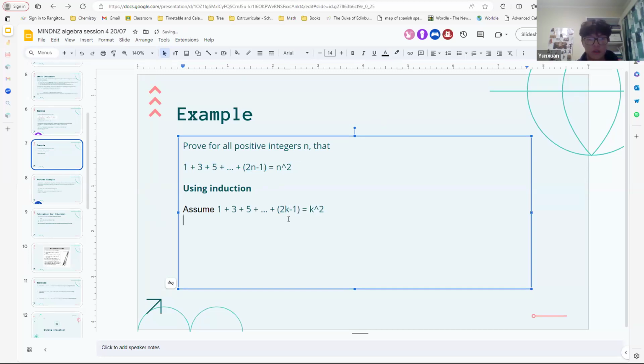And then for k plus 1, we just need to add on 2k plus 1, right? Because 2k plus 1 equals 2 times k plus 1 minus 1, which is this thing for k plus 1. So we just need to add on 2k plus 1 onto both sides, and then we're left with the sum of consecutive odd numbers from 1 through to 2k plus 1. It's the same thing as k squared plus 2k plus 1, which is the same thing as k plus 1 squared.